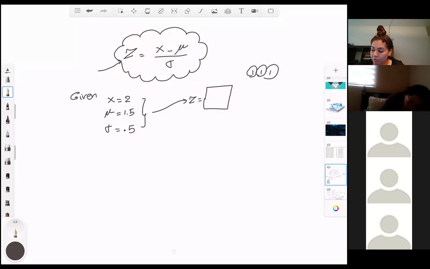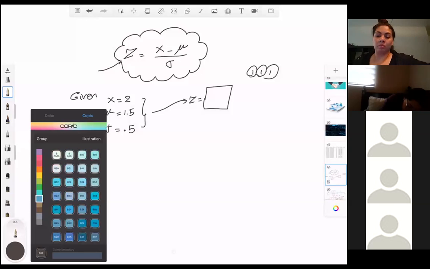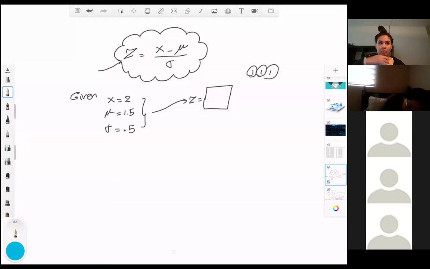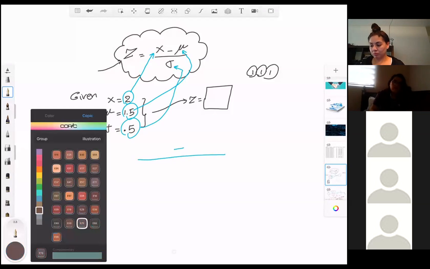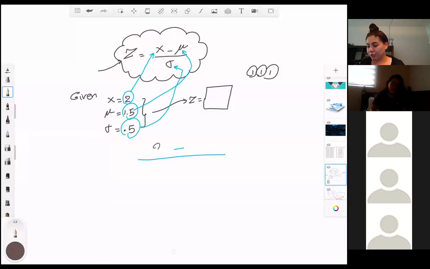All right, so again, there's nothing to do with a statistic. We just need to substitute the value and then find the answer. 2 is going to go here. 1.5 is going to go for the mu. 0.5 will go over here. So z, which has a line and minus here, we have 2, 1.5, 0.5. So that's the first step.